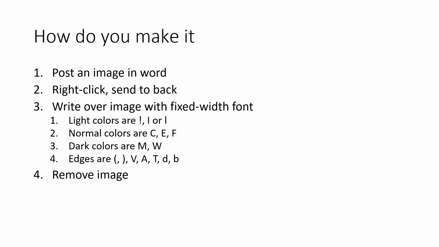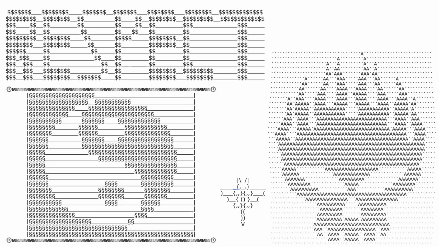You can even make it yourself. Just post an image in Word, right click it and send it to the back, and you can write over it. You can use a fixed width font, for example Courier, to write over it and change the gradients with each type of letter you use. Then you remove the image and there you go. And maybe later on you can make something like this, which might be a bit difficult at first, so maybe start a bit simpler like I did and just try to type something from words, for example, and then try slowly going over to images.